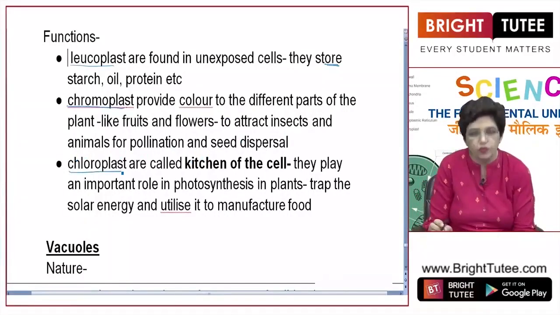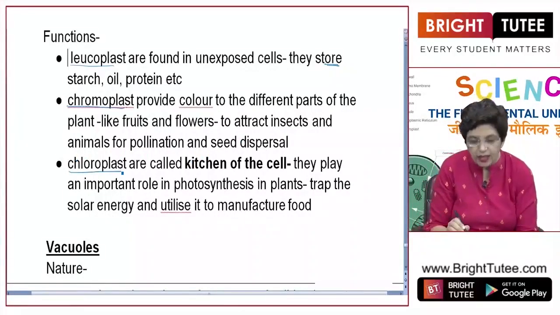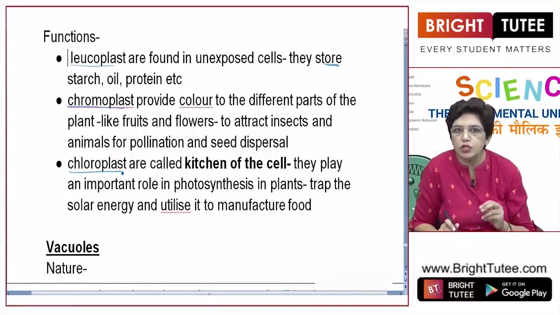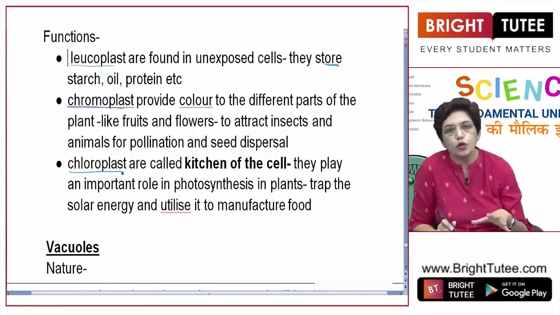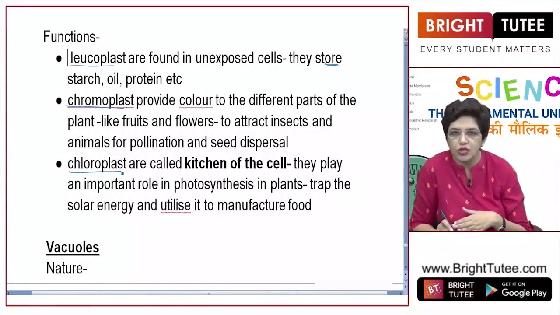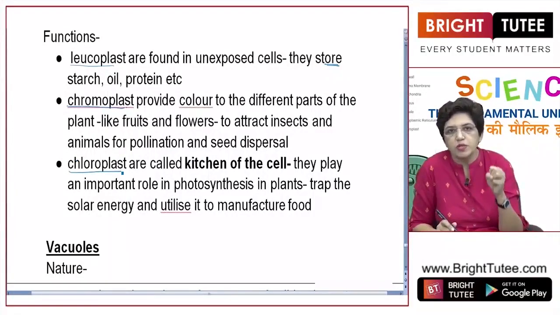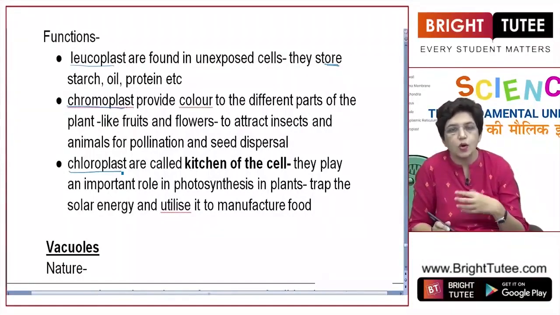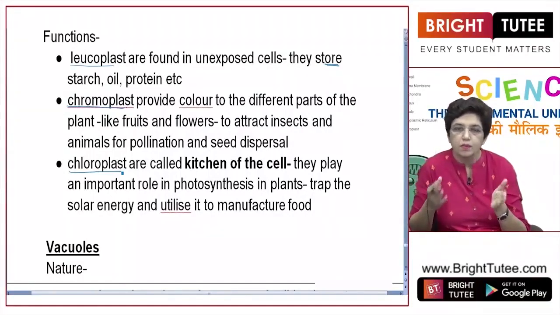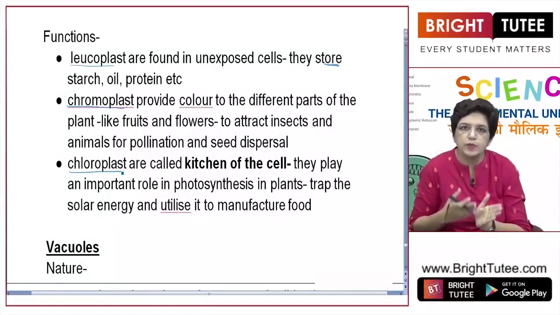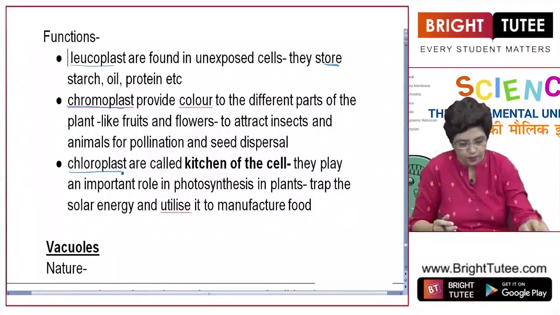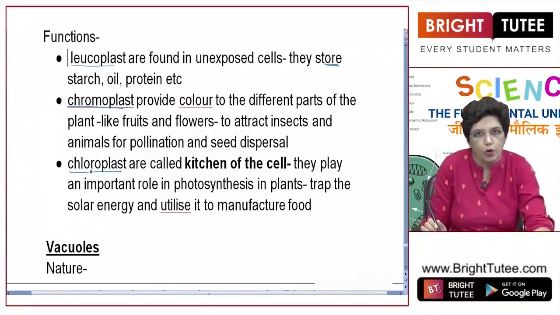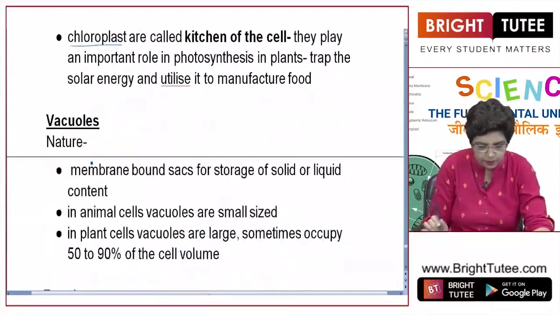Next is chloroplast, which is called the kitchen of the cell. They contain the green color pigment, which is called chlorophyll. This chlorophyll plays a very important role in photosynthesis, as it traps the solar energy, and this energy is utilized to prepare the food. So that is why chloroplasts are called the kitchen of the cell, because the process of photosynthesis takes place inside the chloroplast. These are the three important functions of three different types of plastids.